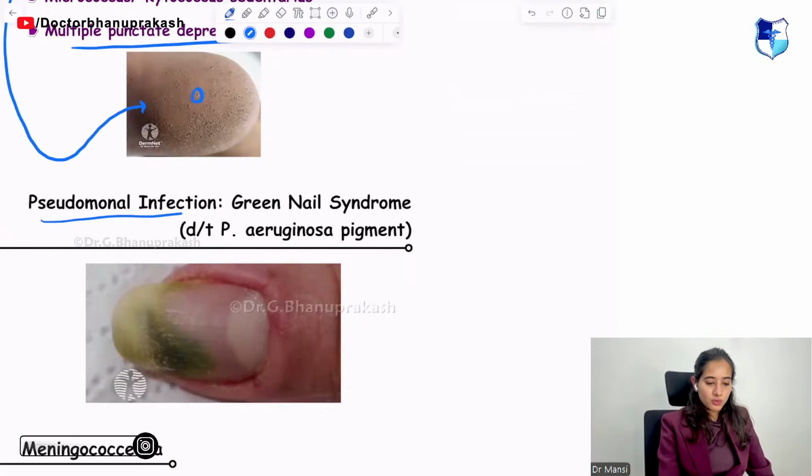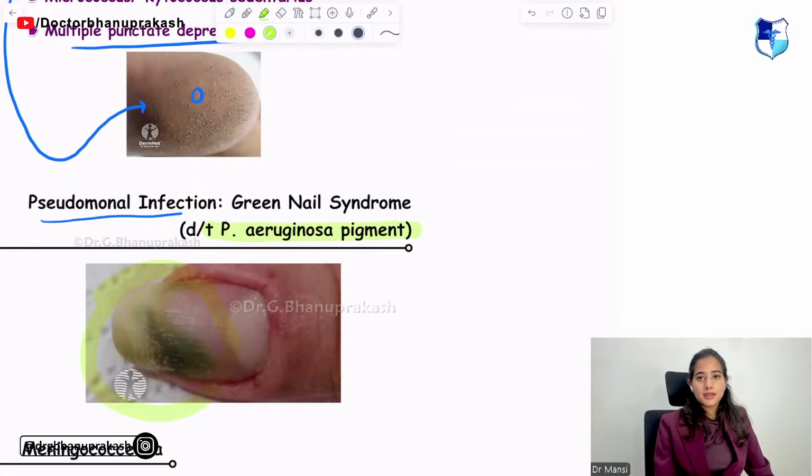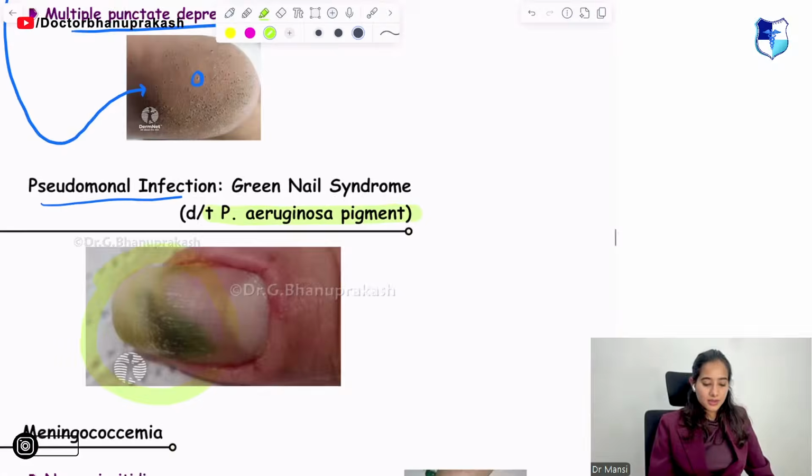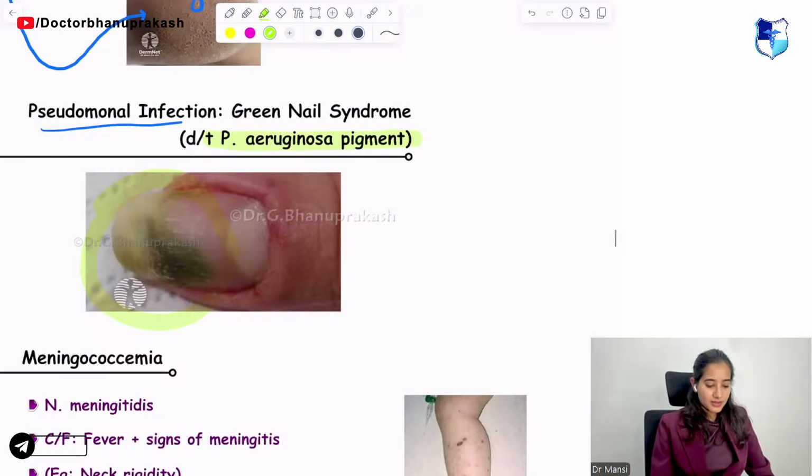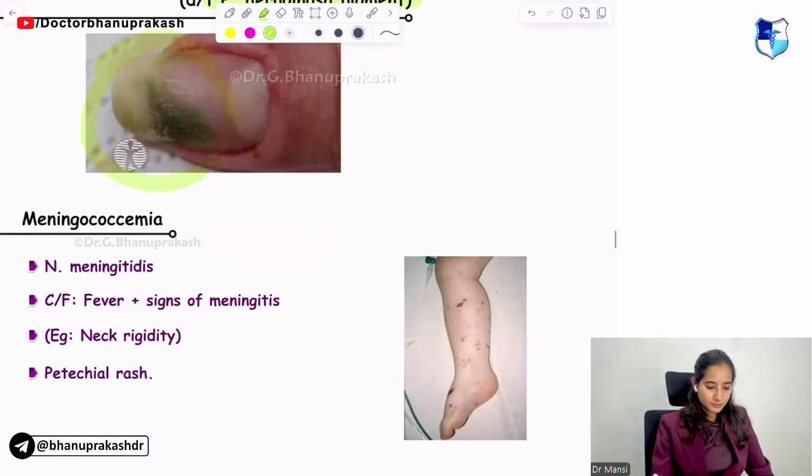Then we move to Pseudomonas. Why is this green in color? Because of the pigment produced by Pseudomonas aeruginosa, and this is green nail syndrome. So the nail looks green under the nail bed. You can see this green discoloration.